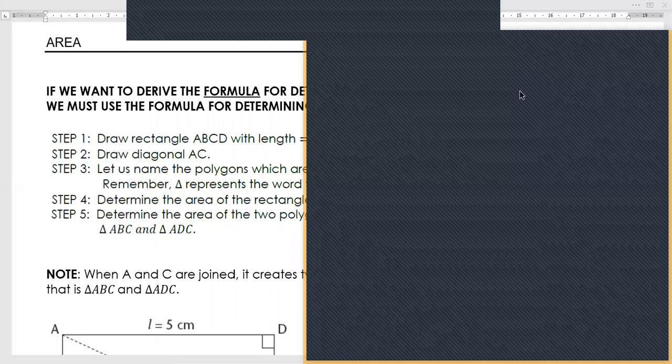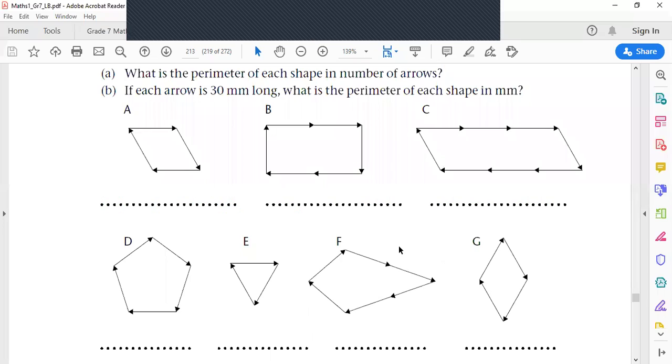We did this question for perimeter. So it says, what would the perimeter of each shape be if you look at the arrows? So this will be 1, 2, 3, 4. So that will be 4 units or 4 arrows long. But if each arrow is 30 millimeters long, what is the perimeter? So now it will be 30 plus 30 plus 30 plus 30. Or you can go 4 times 30, which would be 120.